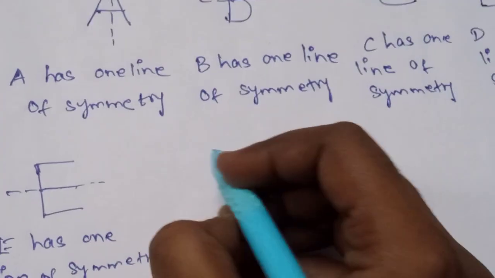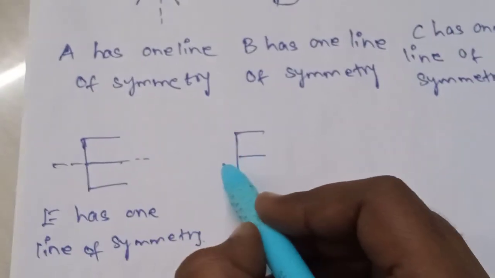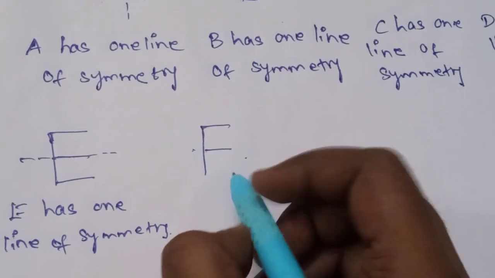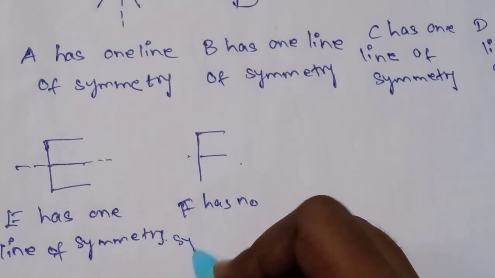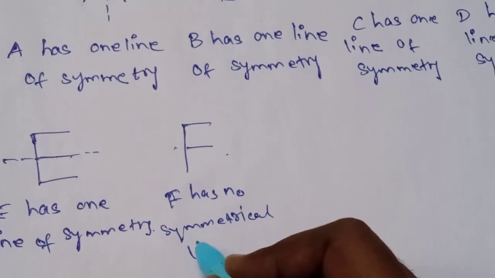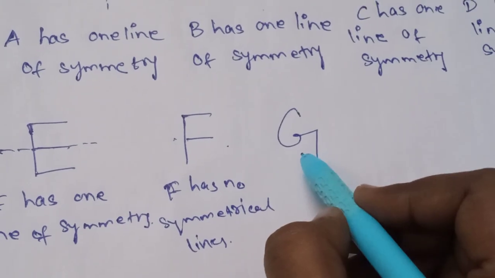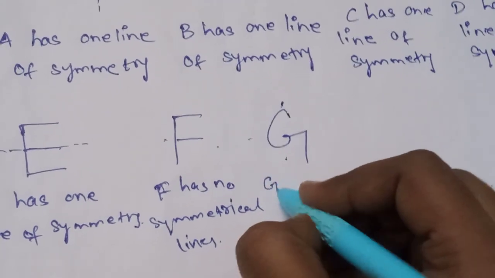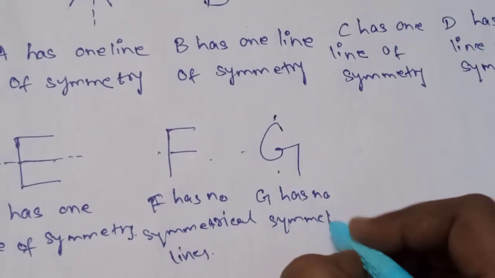Then letter F. Can we divide F by symmetry line? No, it is not possible. If we divide it by this way, it is not equal. If we divide it by this way, it is not possible. So F has no symmetrical lines. Okay, next G. Does G have any symmetrical line? We can divide it by this way or any of the other. So G has no symmetrical lines.